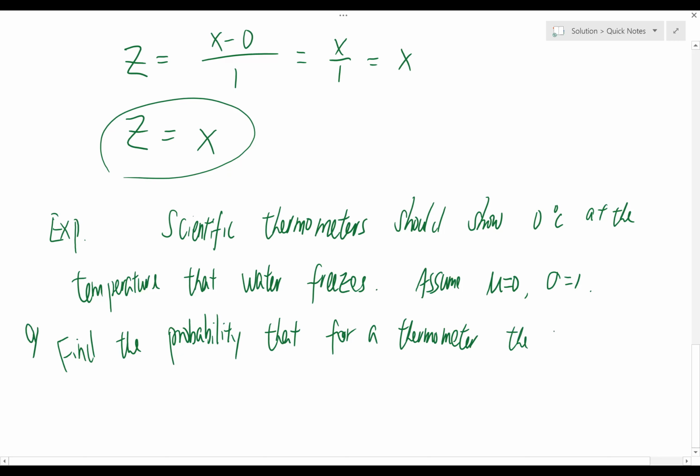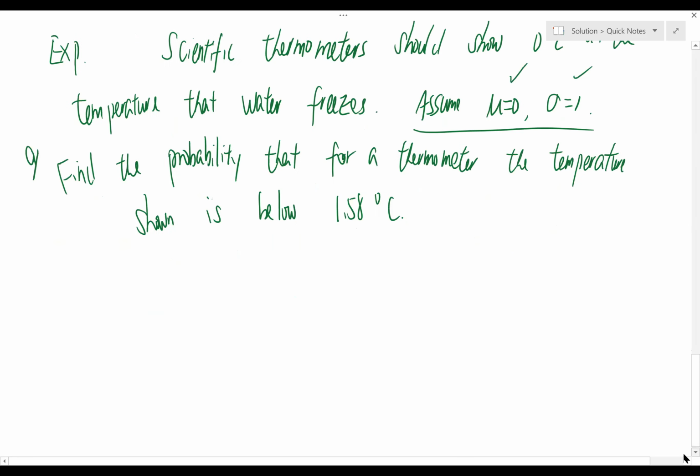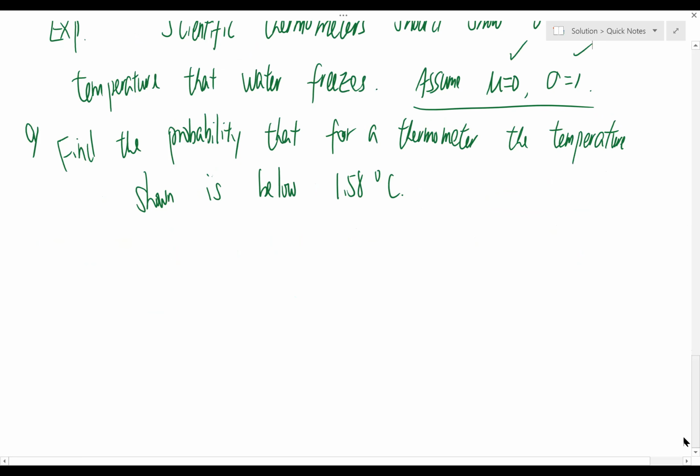Basically this scientific thermometer follows the standard normal distribution because the mean equals 0 and the standard deviation equals 1. First, you want to find the probability that another thermometer measures the temperature and the temperature shown is below 1.58 Celsius.